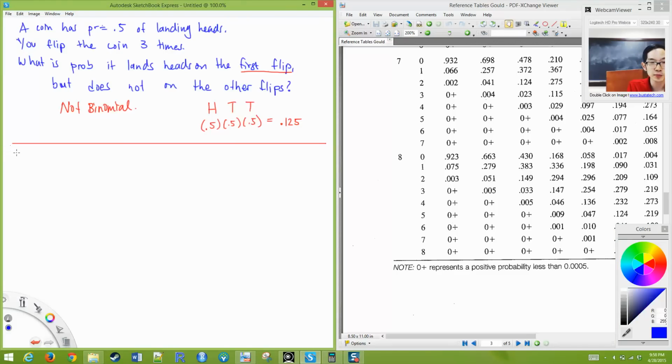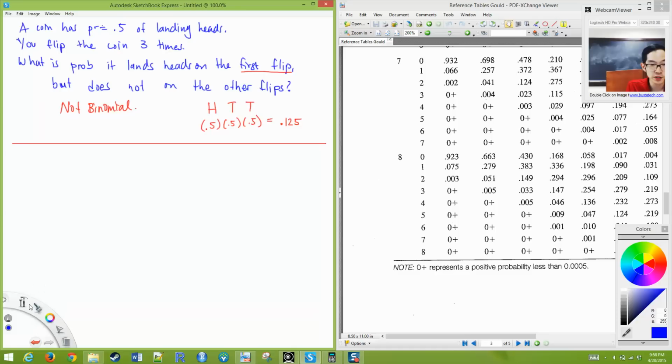Can you guys see the difference between this question and this question? This one is binomial. Okay? And what is my n, what is my x, and what is my p? N is 3, x is 1, and p is 0.5. So let's look this up. And what do we get? 0.375. So the answer is equal to 0.375.